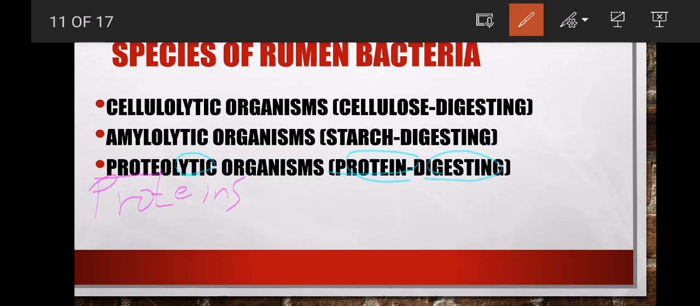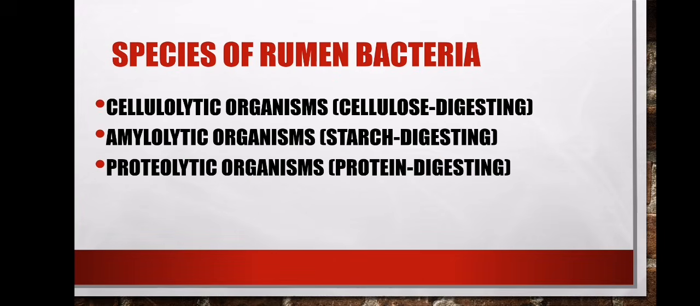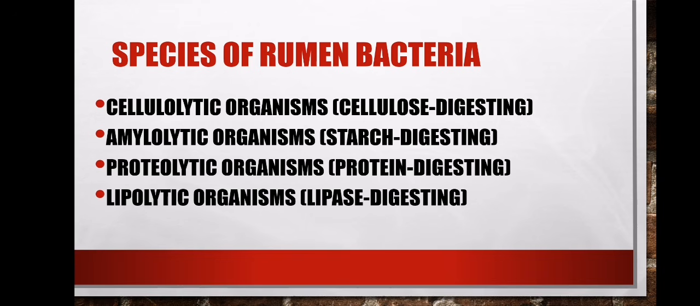So, good people, if I can try to close it here, cellulolytic, cellulo from cellulose. So these are organisms that digest cellulose. Amylolytic is taken from amylase. What is an amylase? It is an enzyme that will digest starch. So amylolytic bacteria is a bacteria that digests starch. Proteo is taken from proteins, so this is an organism that digests proteins. Then you have the others, lipolytic.